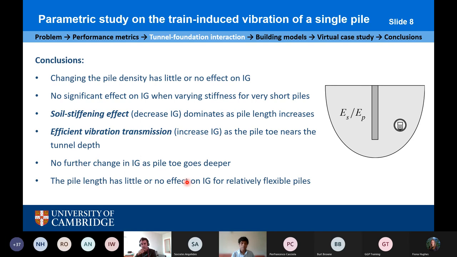Another factor that we saw was that changing the pile length for relatively flexible piles has little or no effect on the insertion gain.